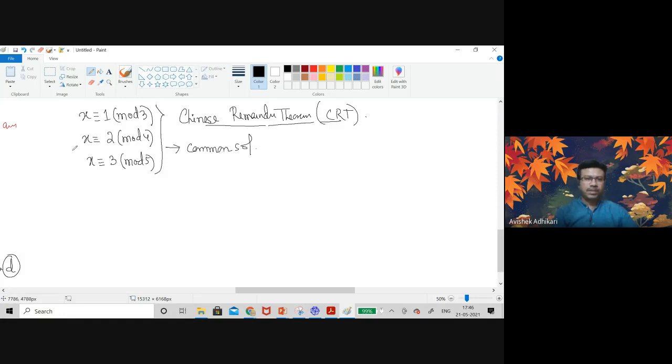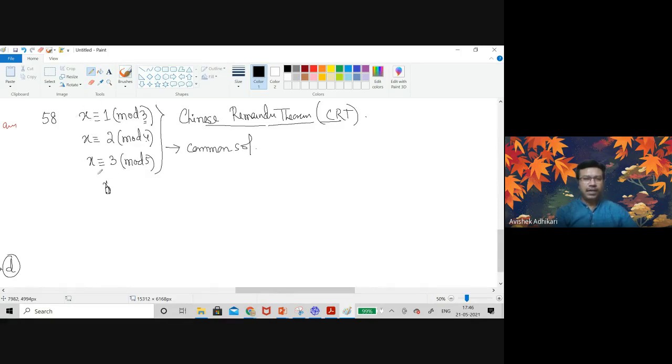For example, here you can understand that if you put 58 here, then 58 minus 1, that means 57, is divisible by 3. 58 minus 2, that is 56, is divisible by 4. 58 minus 3, that is 55, is divisible by 5. So it has a common solution.